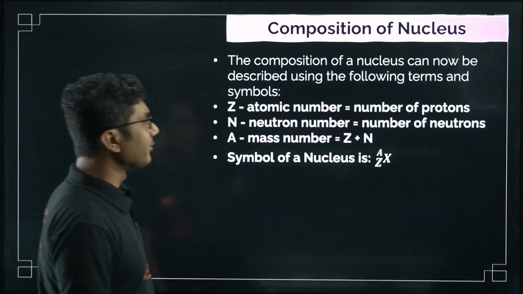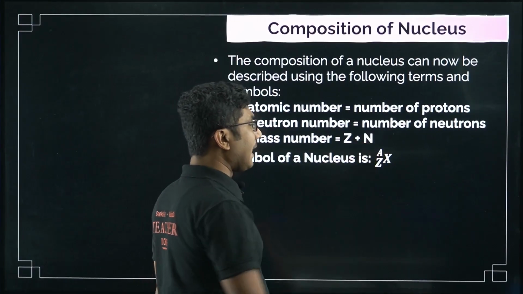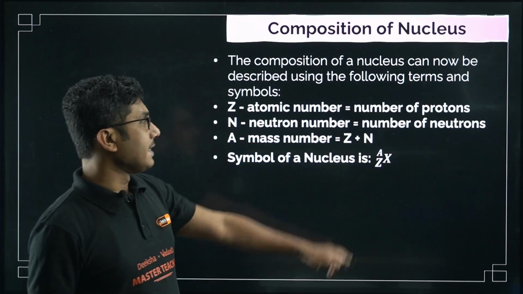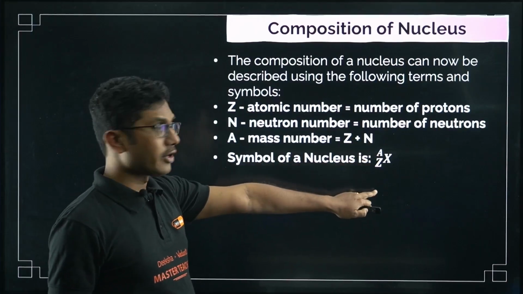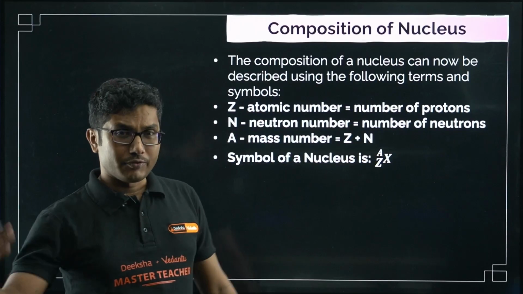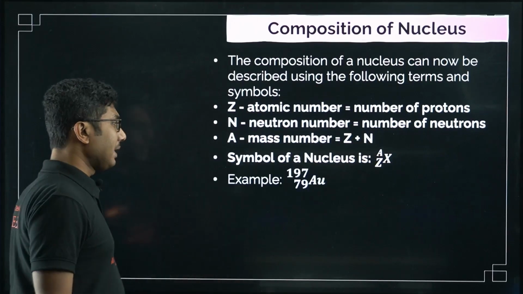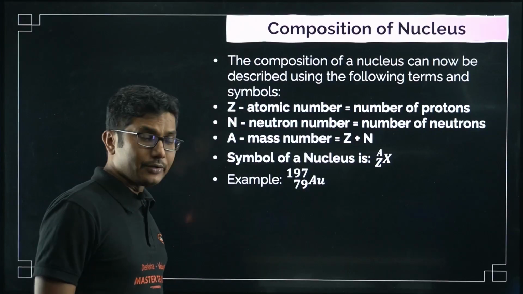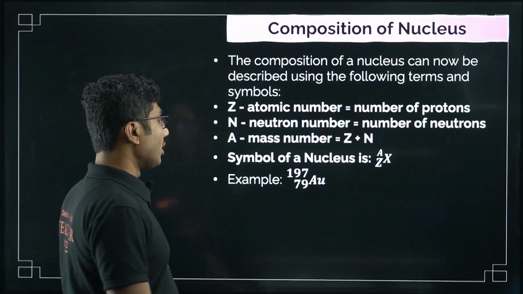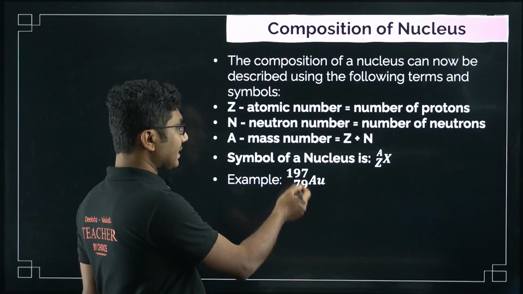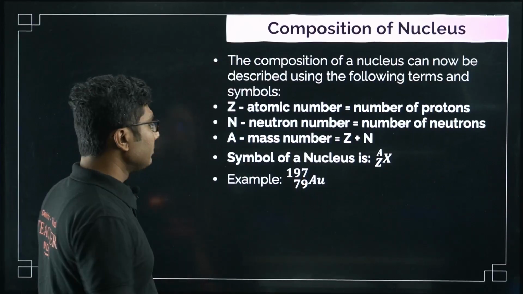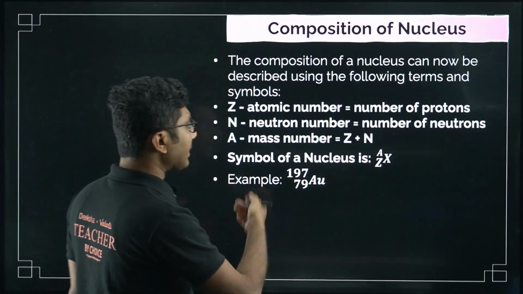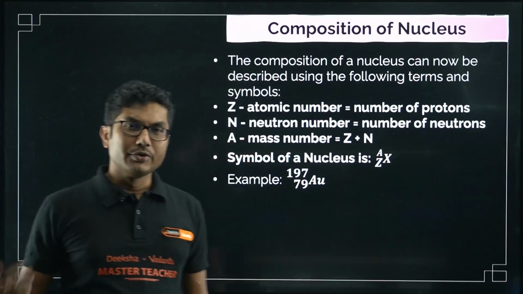The symbol for a nucleus is represented by A Z X. A is the mass number, Z is the proton number, and X is the symbol for the element. For example, here we have taken Au. Au is for gold, and we know that its mass number is 197 and atomic number 79. So from here you can even calculate the number of neutrons inside.